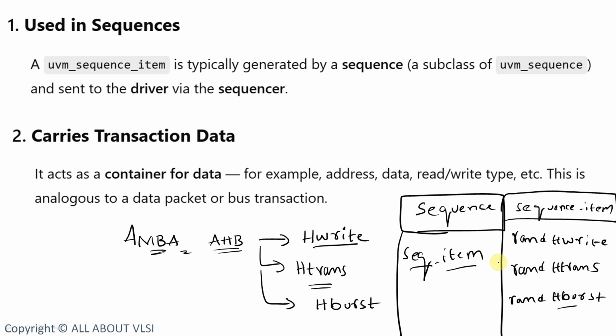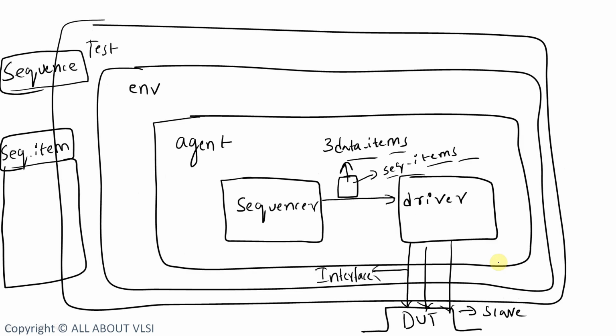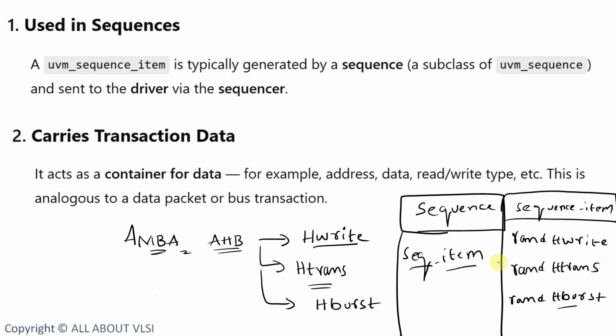But for now, our requirement is to understand the sequence items. Let me explain this one more time. Our requirement is that the driver should send these three signals, h write, h trans and h burst, to our design. The sequencer provides these values, but it is not going to provide each individual value to the driver. It is not going to provide h write once, then h trans, then h burst. It is sending an object which contains all the randomized values of h write, h trans and h burst.